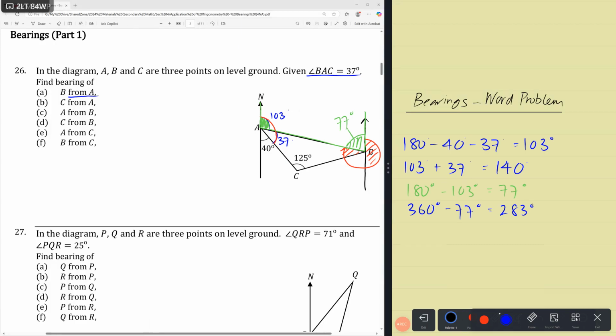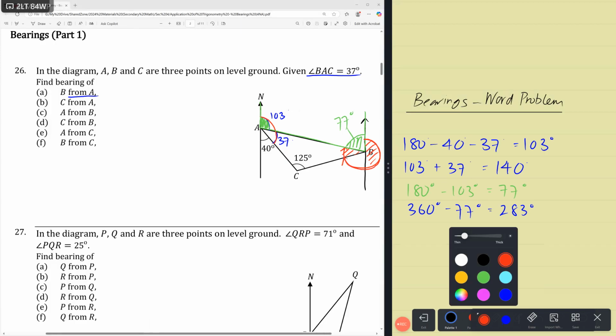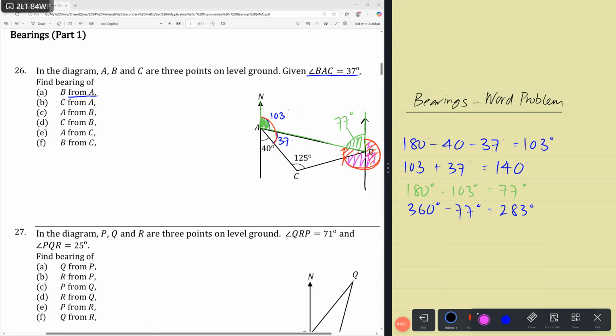Bearing of C from B. We have the two lines. Sorry, we have the line joining B and C, but this time around the bearing is only from here. Bearing of C from B. So it's only up to here. So let me shade this in pink. So we are looking at this angle in pink.